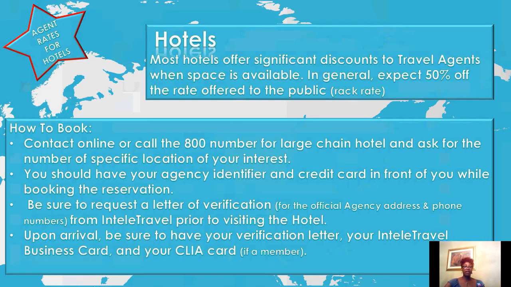So, hotels: industry rates, agent rates for hotels. Most hotels offer significant discounts to travel agents when space is available. In general, you can expect 50% off the public rates. How do you book? You contact them online, or you call their 800 number. For large chains, you want to narrow it down and find out your preference, your area. And once you find it, you contact them and identify yourself as a travel agent.